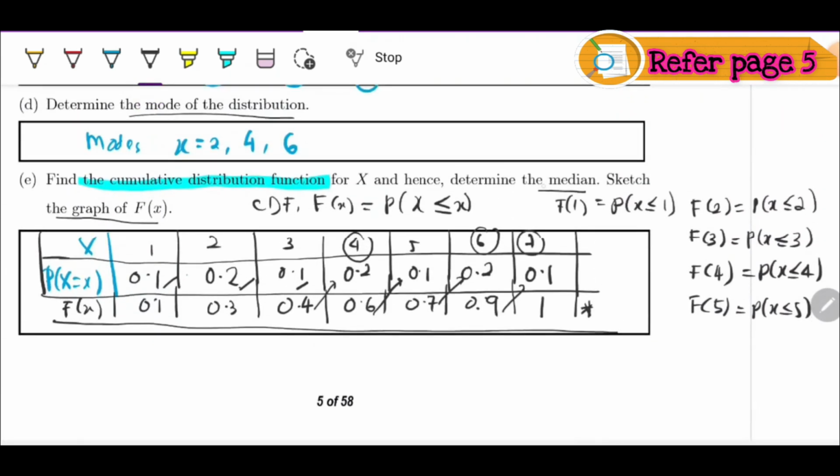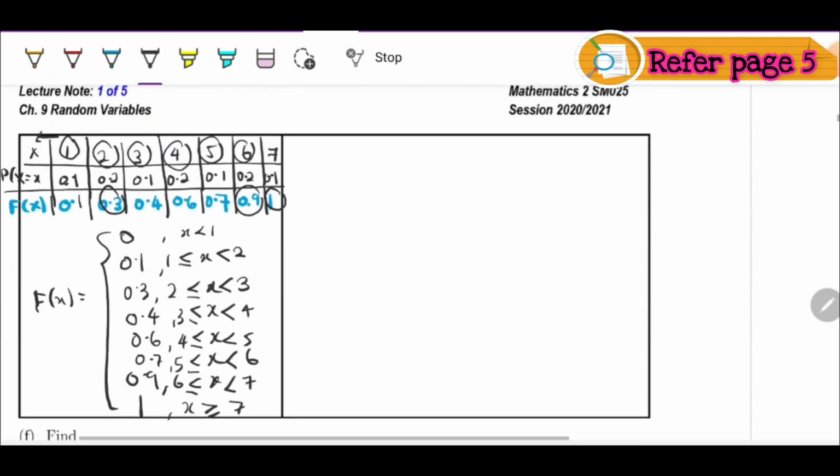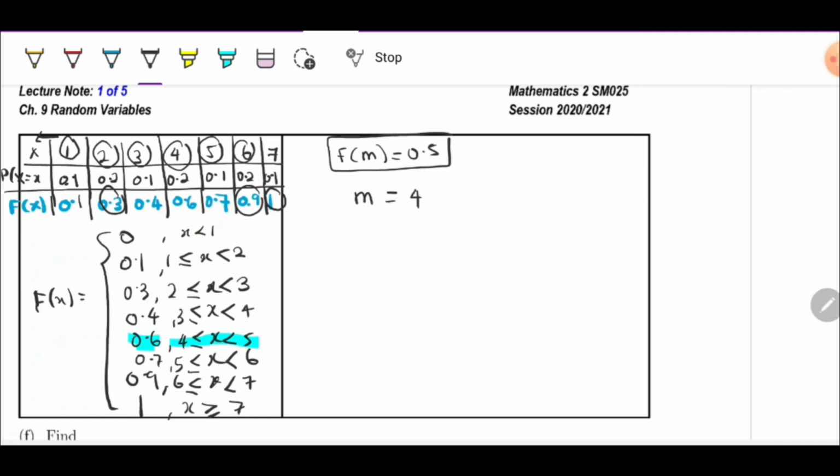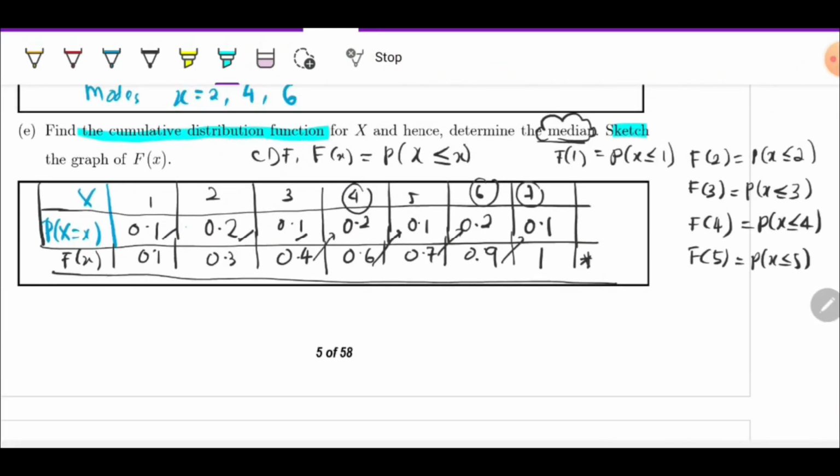Okay, the next question is find the median. The formula for median is capital Fm is equals to 0.5. Look at the CDF function. The median is in the interval of 4 to 5. So median is m equals to 4. Okay, next question is sketch the graph of CDF.